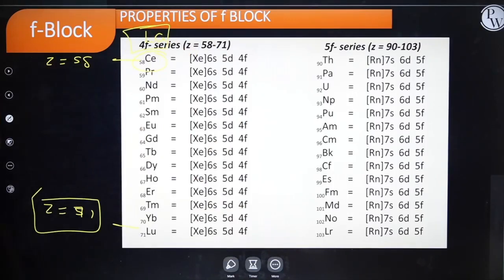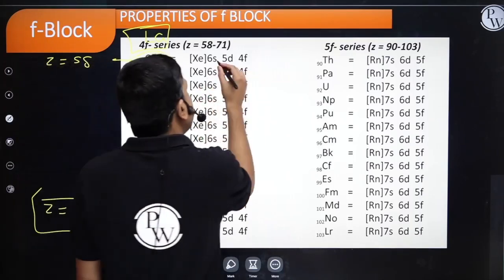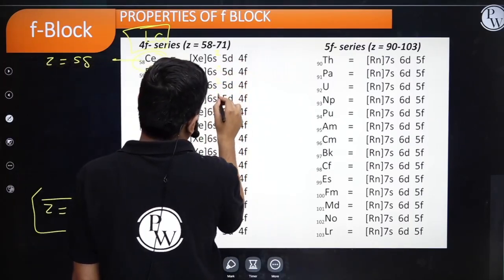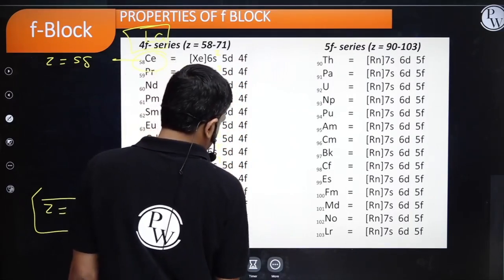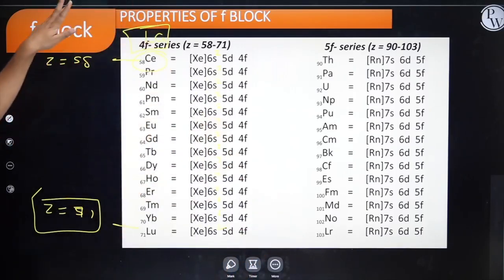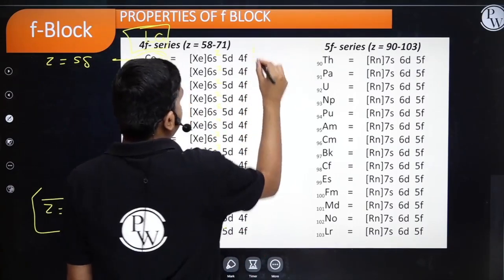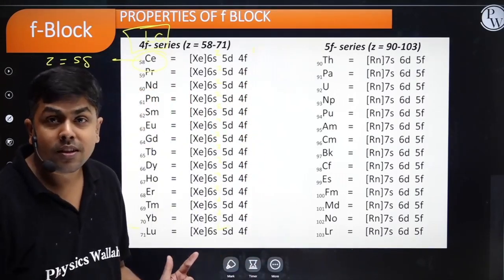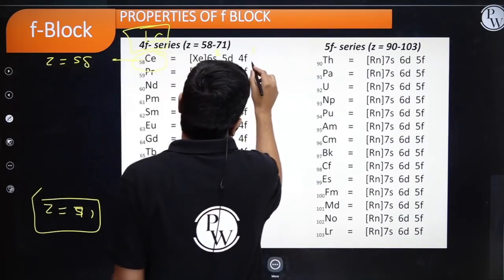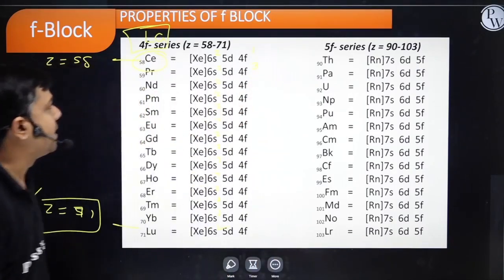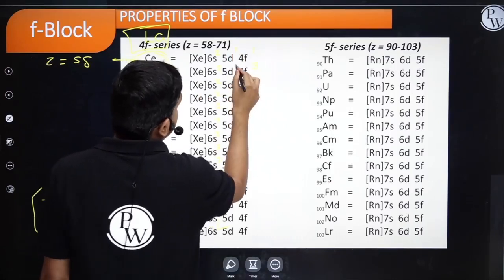Basically, if I talk about the configuration, student, here 6s will have 2 electrons throughout. I'll fill 2 electrons in 6s. Now, in cerium, I will have 1 electron. I'm not going to use F2 configuration. So instead of F2, what I will use? F3 configuration. Am I clear, students? So here I will have D1. Here I will have D0.